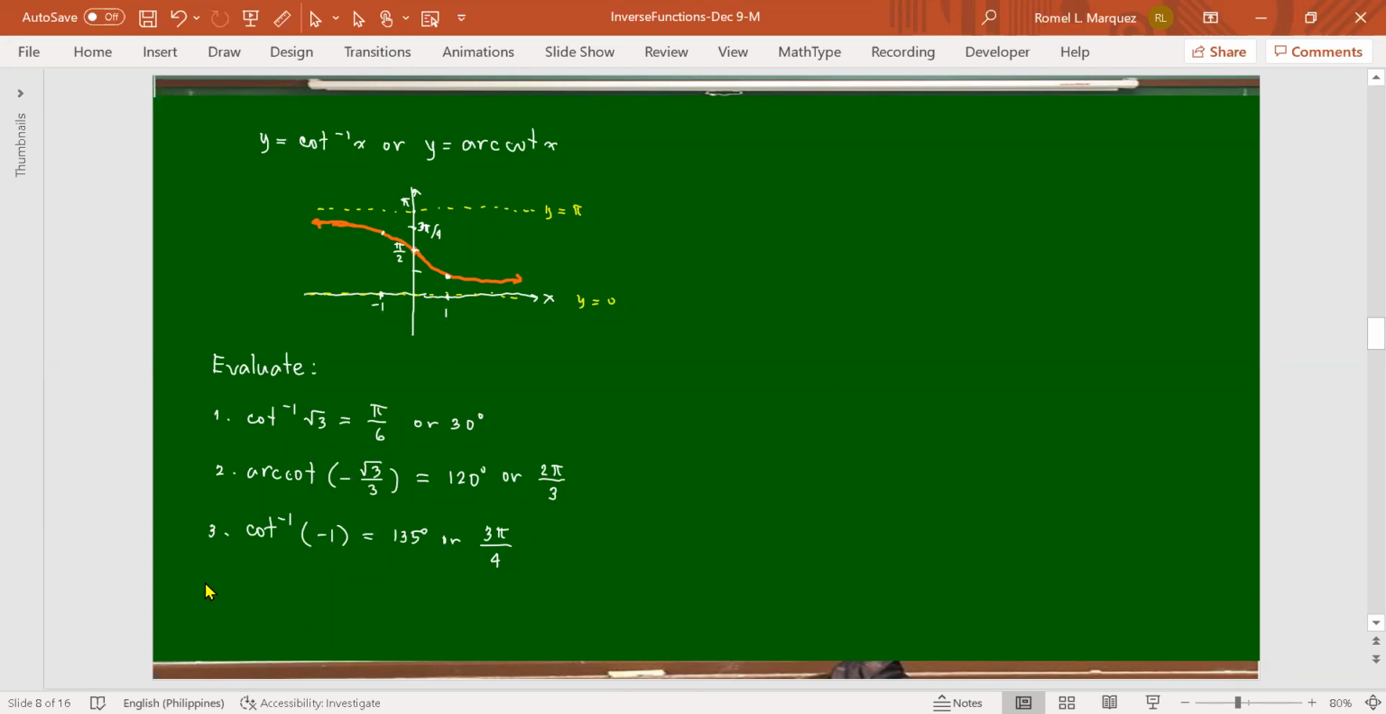Okay, guys. Number 4, we have cotangent inverse of 0. What is cotangent inverse of 0? When x is 0, what's the value? Pi over 2. Right? If x is 0, what is the angle? Pi over 2.